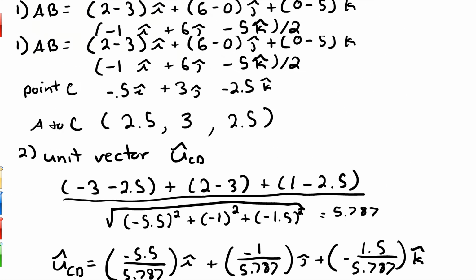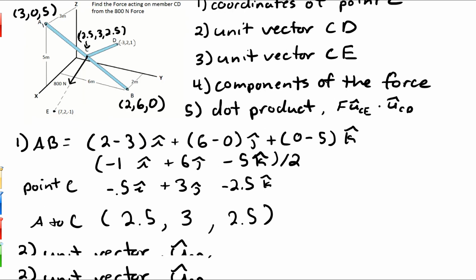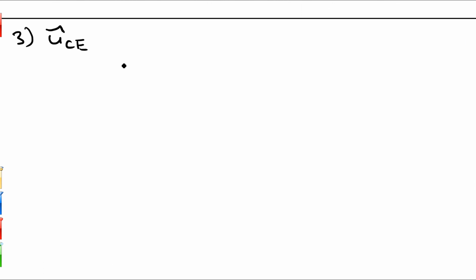And now we are ready for step 3, which is get our U hat CE. Yeah, that kind of rhymed. So once again, we are back into destination minus origination. So we look at our destination down here at point E and our origination up here at point C. And we're going to do the same thing that we did for CD, just apply it to CE.